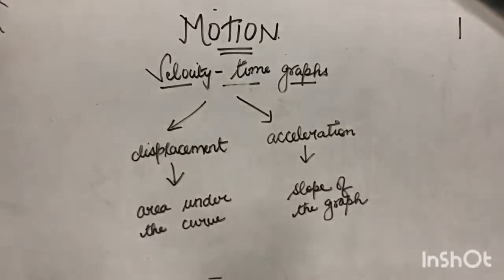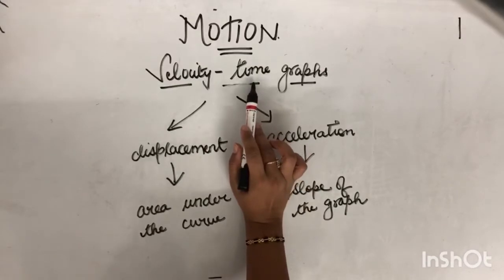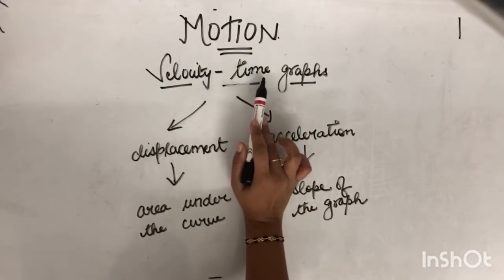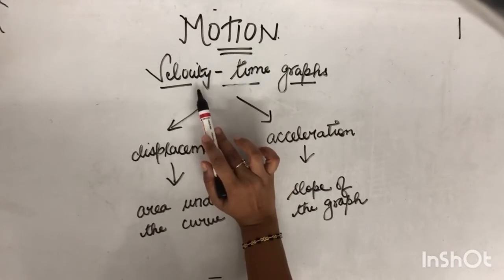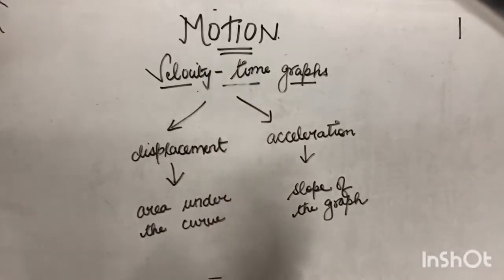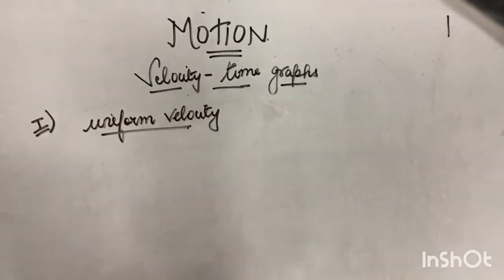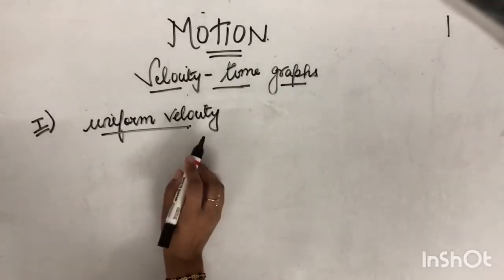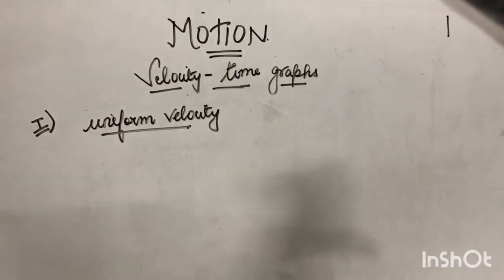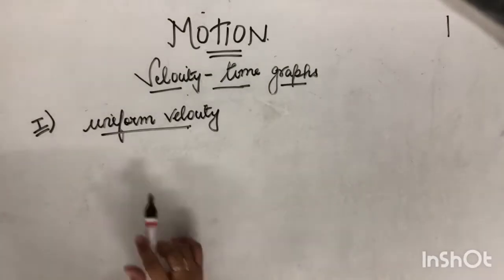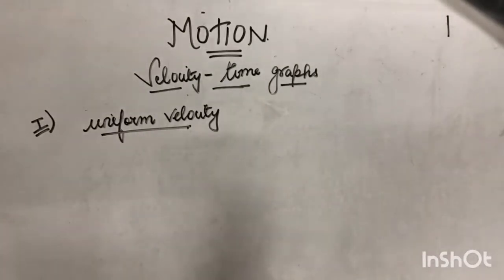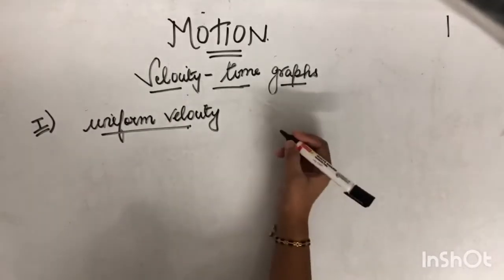Now, in a velocity time graph, time is an independent variable, so we'll take time on the x-axis. Velocity is a dependent variable, so we'll take velocity on the y-axis. So the first case is when the body is moving with uniform velocity. Uniform velocity means the body is covering equal distances in equal time intervals along the same direction, meaning the body is moving along a straight line and the distance covered is also equal. It means the velocity of the body is constant. Velocity is not changing.